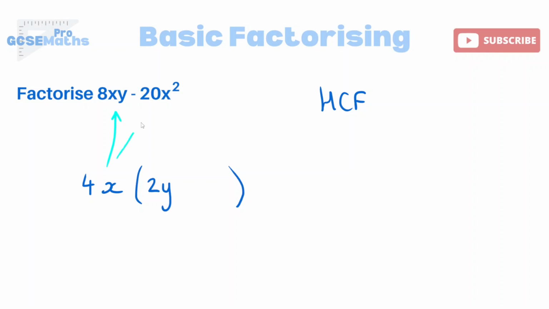Then how do I get from 4x to minus 20x squared? Again, I'm going to need a negative because the 4x is positive. So I need a negative so that a positive times a negative overall gives me a negative. Then the numbers, 4 to 20, well, I need to multiply by 5. 4 times 5 is 20. And then how do I get from x to x squared? Well, I'm just missing another x, aren't I? So that would be 5x. So your answer is 4x multiplied by 2y minus 5x.